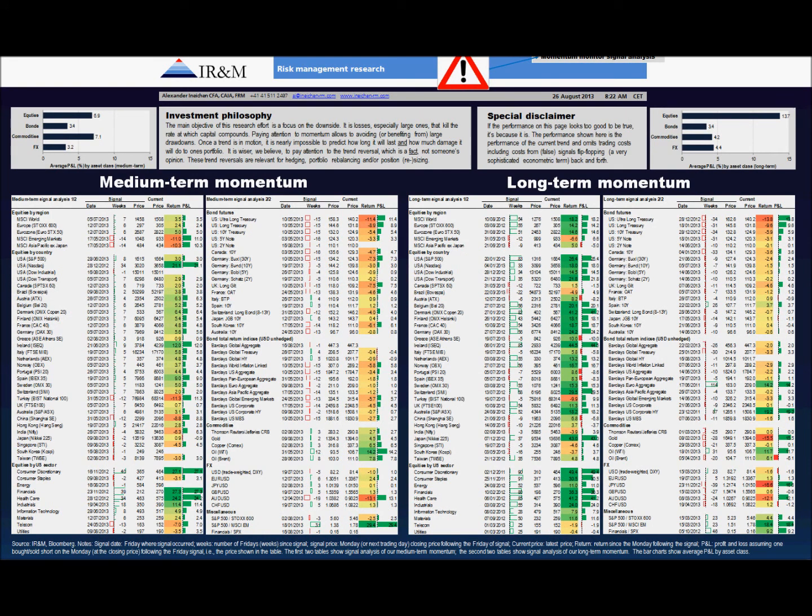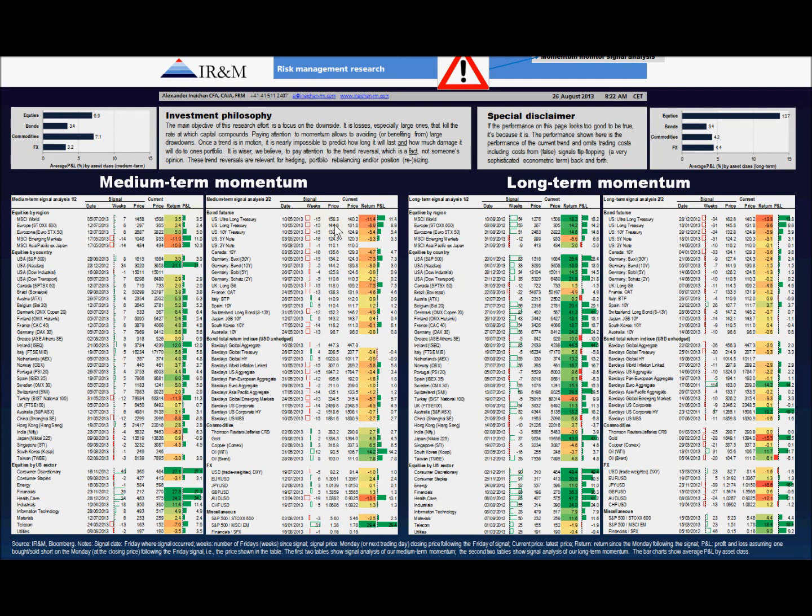Here I analyze these signals, medium term and long term. The way to read this is the MSCI World. The momentum signal was 7 weeks ago, which was the 5th of July. The price then was 14.58. The most recent price is 15.08. This is a 3.5% change, and because it's green, which means the trend is positive, the hypothetical P&L, in a world of no transaction costs and no slippage, is 3.5%.